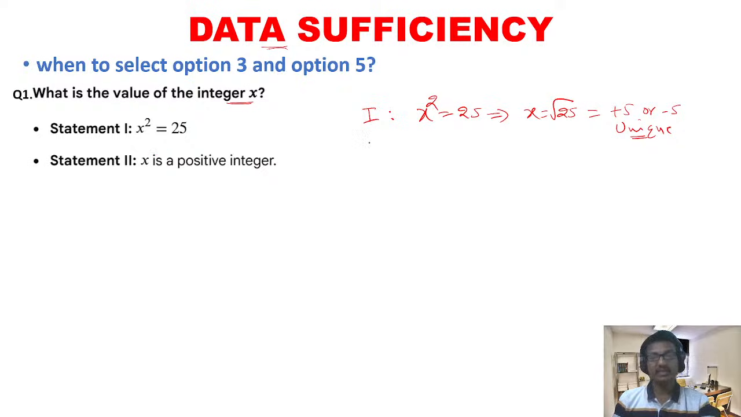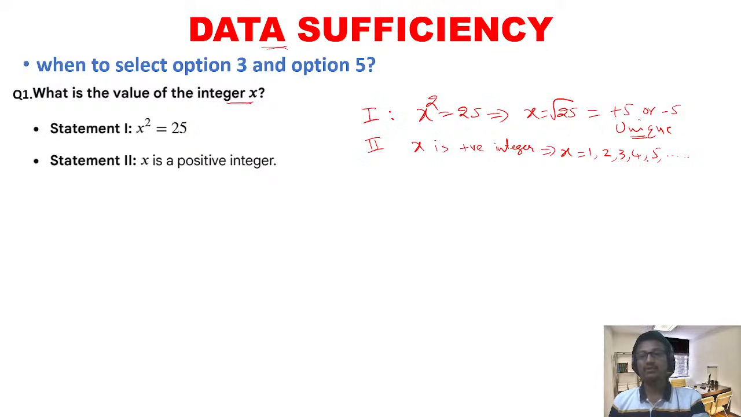Now let us take statement 2 alone. X is a positive integer, he said. When X is a positive integer, X can be any value. X can be 1, 2, 3, 4, 5, and so on. So statement 2 alone cannot provide a unique solution. It provides infinite solutions for X.